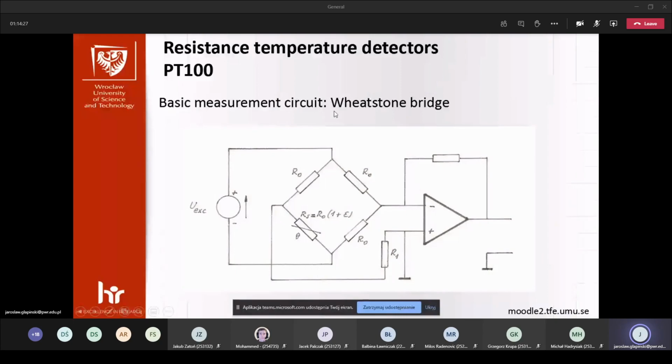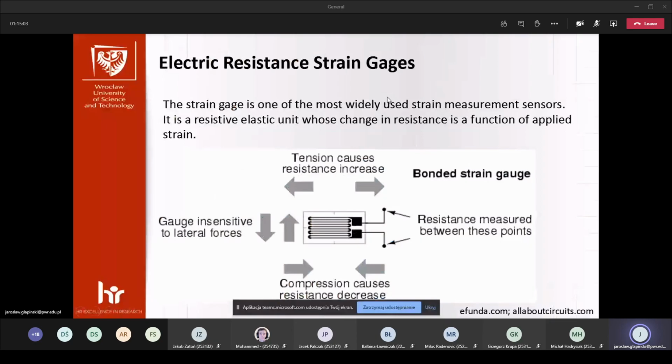This solution is called the Wheatstone bridge, because Wheatstone discovered that we can use four elements to minimize the difference, to find out the zero voltage at zero measurement. So do remember the Wheatstone bridge. Okay, that was the end of the temperature measurement.